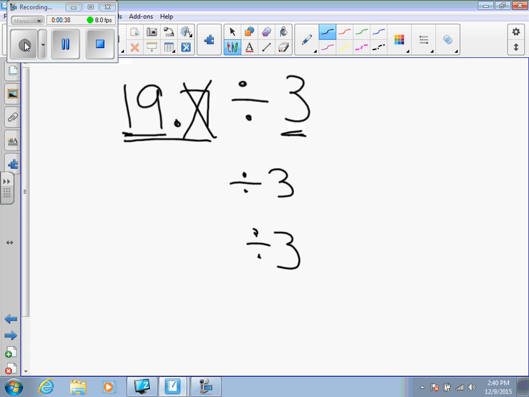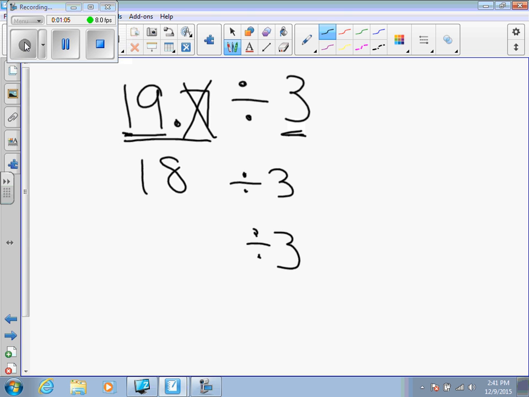Can 19 be divided by 3? Yes. Does it go evenly? No. So I want to do the high-low comparison. I want to find the most compatible number, because we're at 19, but it has to be a multiple of 3. So for my low one, what multiple of 3 gives me as close as I can to 19 without going over? 18. So I'm going to use the 18.